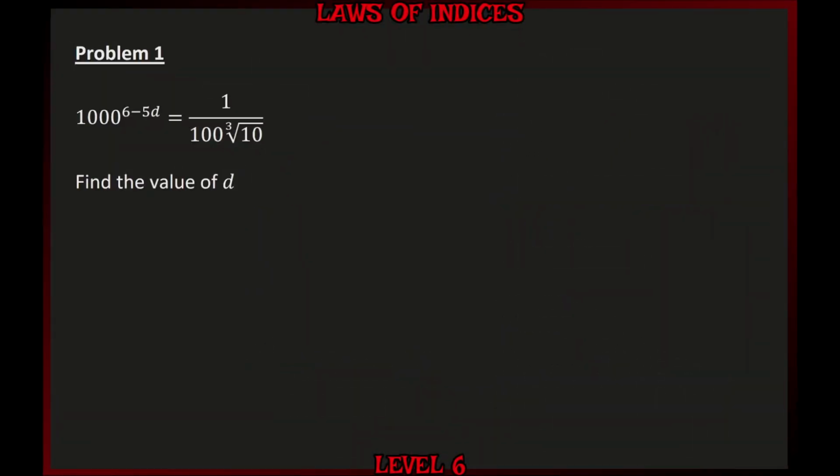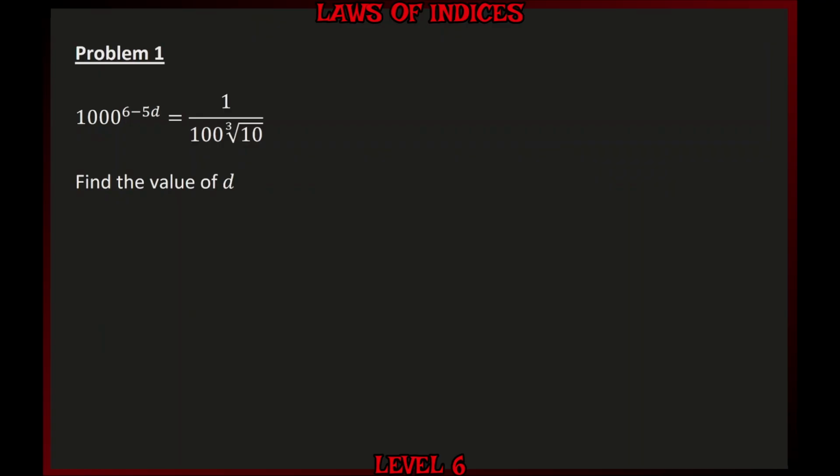In problem 1, we're told that 1000 to the power of 6 minus 5d is equal to 1 over 100 times a cube root of 10, and we need to find the value of d. Now in problems like these, we'd like to write each side of the equation as powers of the same number. And we can see here that 1000, 100 and 10 can all be written as powers of 10.